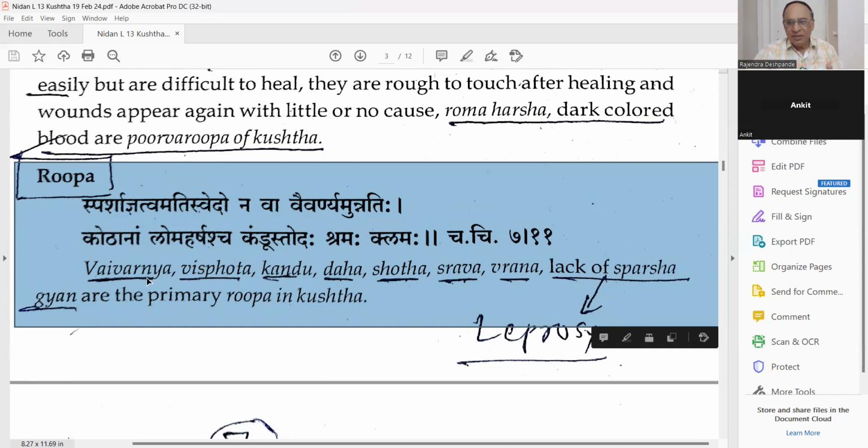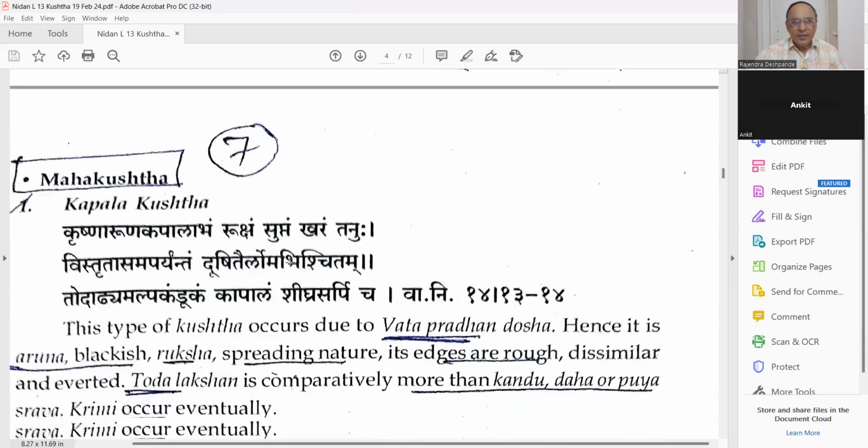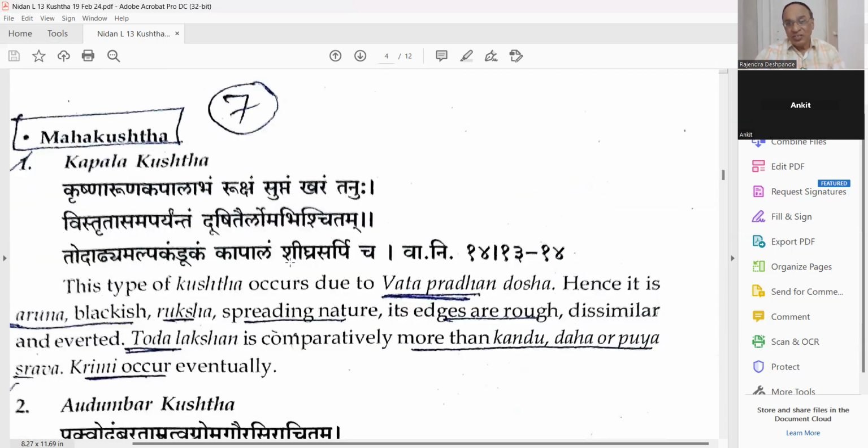Vaivaranya, discoloration. Vispota, like edema. Kandu is always there, itching. Dah, burning will be there. Inflammation, shoth will be there. Then srav, secretions will be there. Vrana, sometimes wounds, for example varicose veins, where there are stasis wounds. Lack of sparsha is specifically for leprosy. So these rupas are very easy to remember and commonly seen; in any skin disease you can get these problems. Then there is a description of each type.